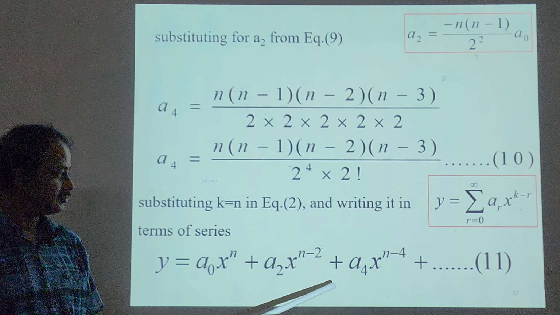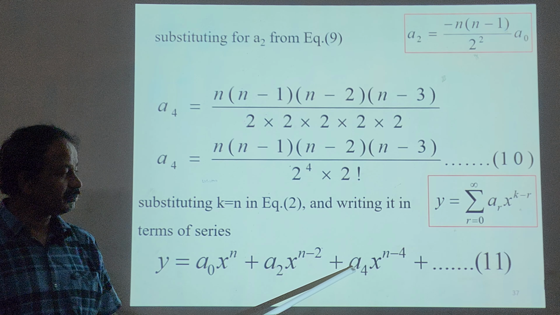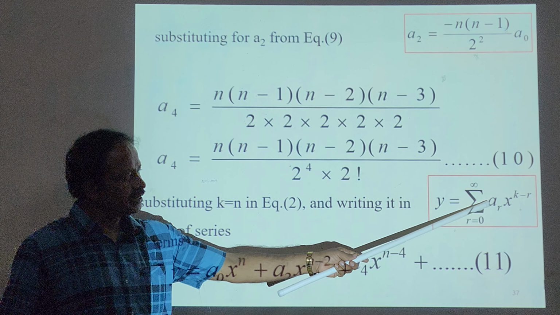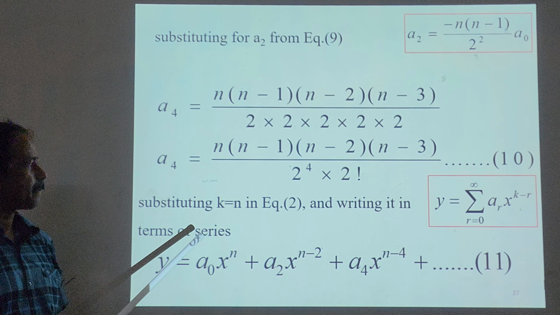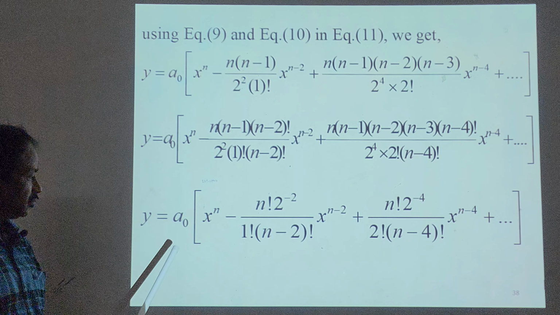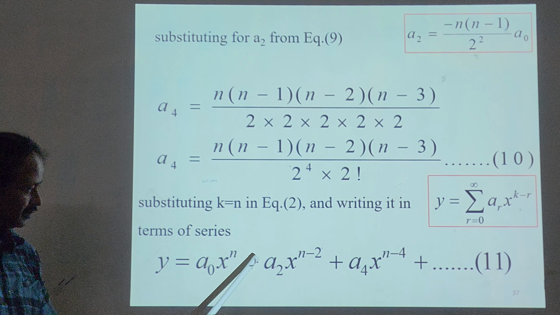What about a3? a3 is 0. What about a4? You substitute for r equals 4. So a4 x to the power n minus 4. So these are all your expansion, power series method. You have expanded in terms of x.